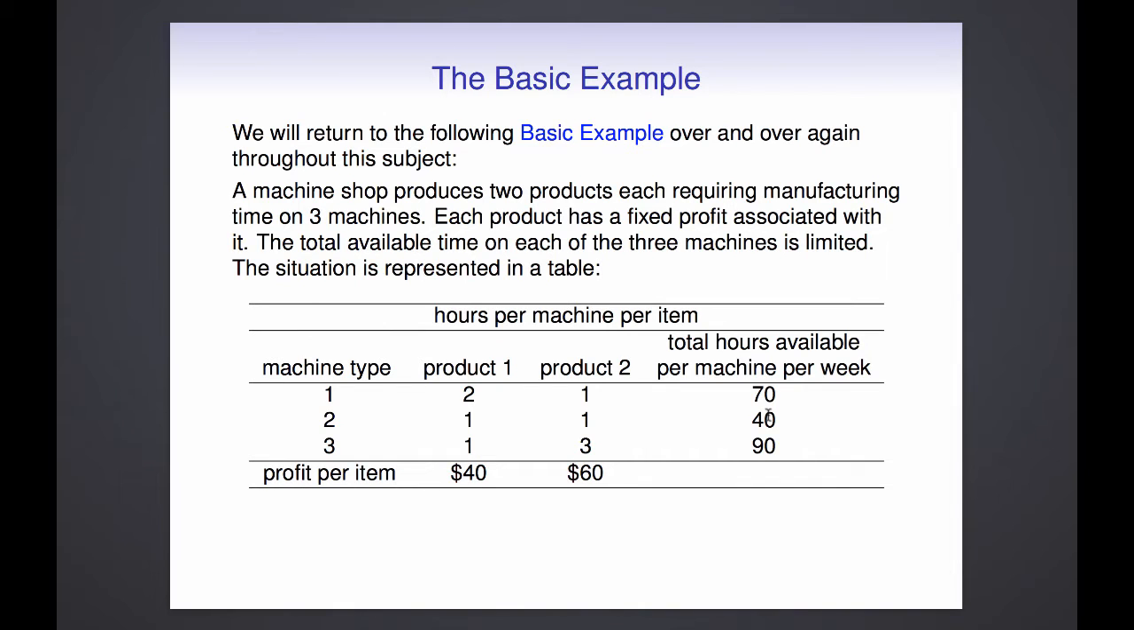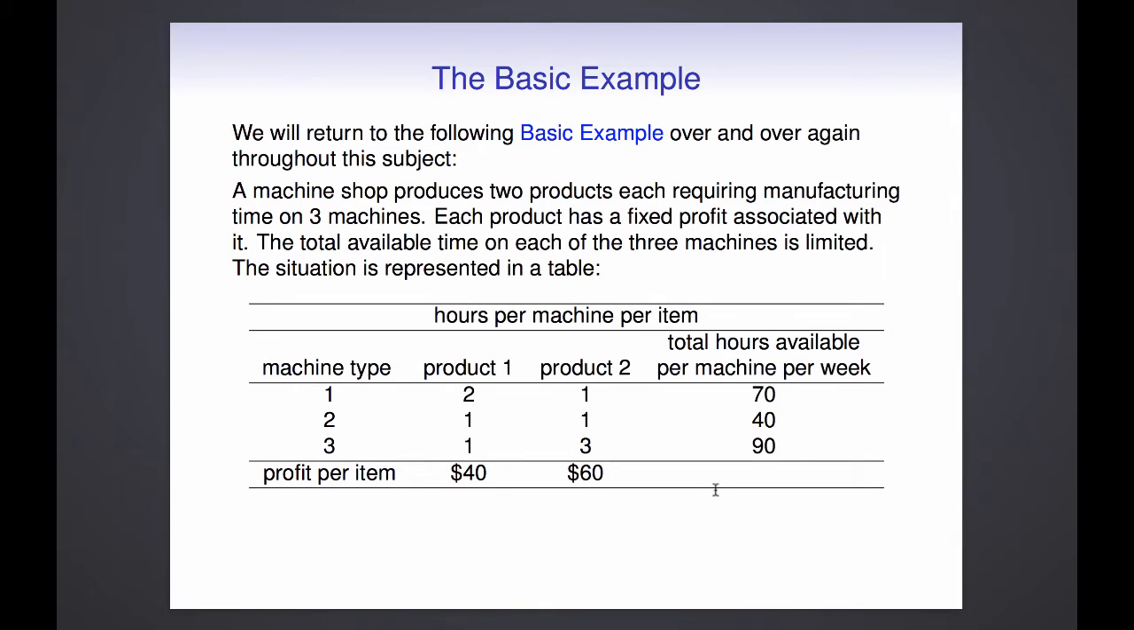Now these numbers over here represent constraints on the production process, and the constraints in this particular problem are to do with how many hours the machines are available for. So we're told here that machine 1 is only available for 70 hours a week. Machine 2 is only available for 40 hours a week, and machine 3 is available for 90 hours a week.